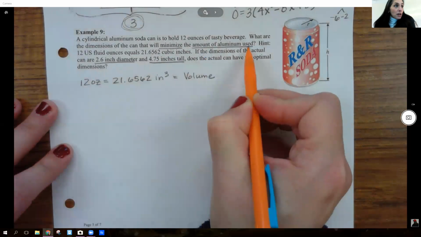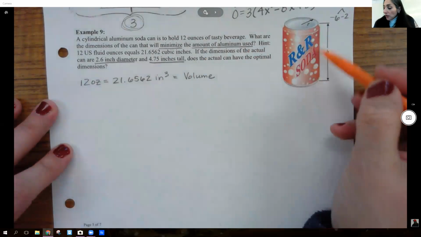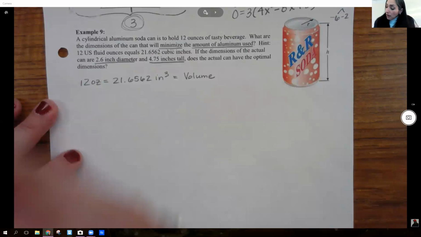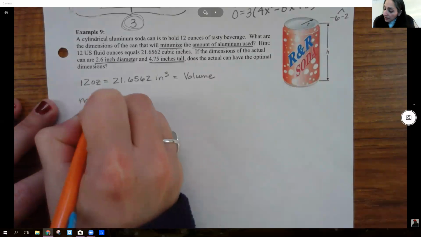So we are minimizing what formula? Well, the amount of aluminum that's used, the aluminum is the part that actually creates the can. It's like all around the outside. It doesn't fill the can. The actual soda fills the can, right? The can is hollow before they fill it up. And so what are we asked for? We're asked to minimize the surface area.